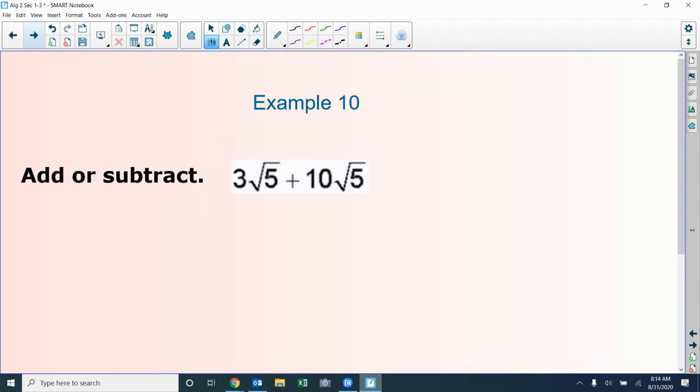Oh my goodness, how many of these do we want on the quiz? All of them. Same thing, add them up. What's the answer?